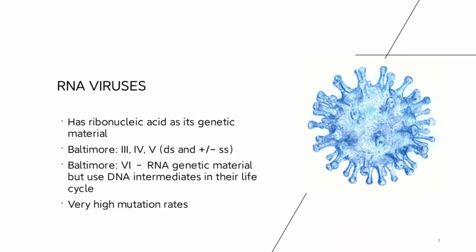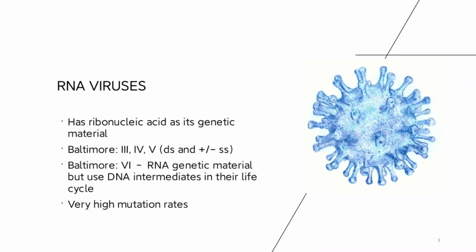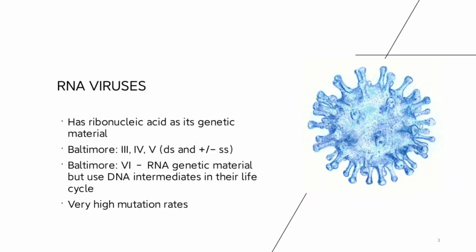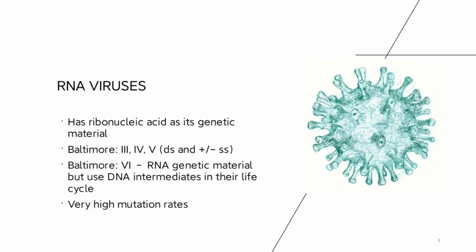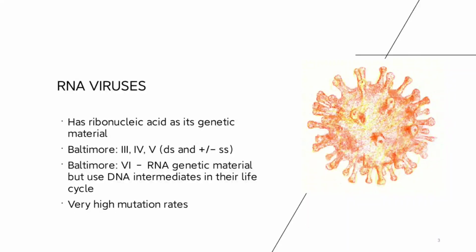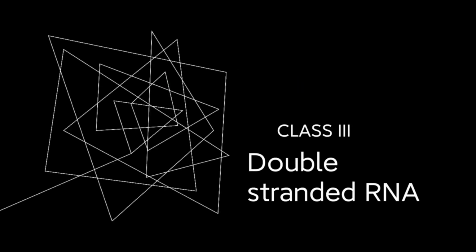The virus has RNA genetic material, however, it utilizes DNA intermediates in their life cycle. And as compared to the DNA viruses, RNA viruses have very high mutation rates. So, ito yung mga didiscuss natin for today. Okay, first, we have the class 3 double-stranded RNA.